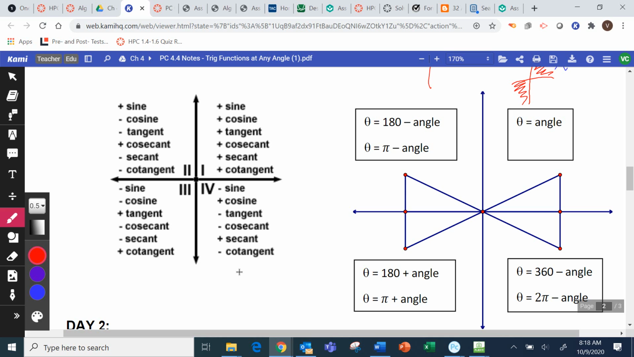If you need the saying, then some people will write all, like everything's positive in that quadrant. Sine is positive in this quadrant. Tangent is positive in this quadrant. And cosine is positive in that quadrant. So I've seen two different things. I've seen CAST. And then all students take classes is another way that I've seen it. All students take classes. If that helps you, great.